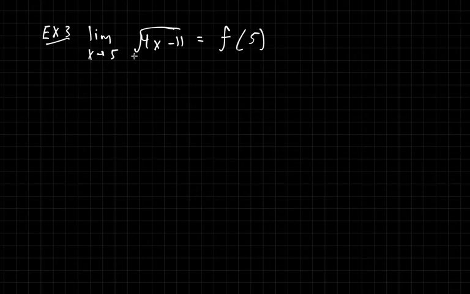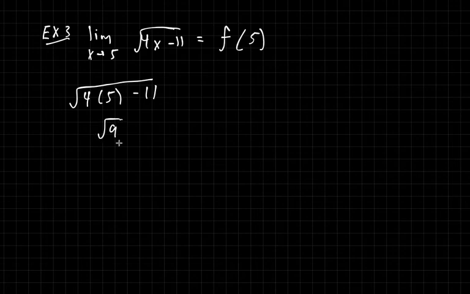So we just plug in 5 right here. So we have 4 times 5 minus 11 and the square root of that. So 20 minus 11 is 9, and the square root of 9 is 3. So this is very simple here.